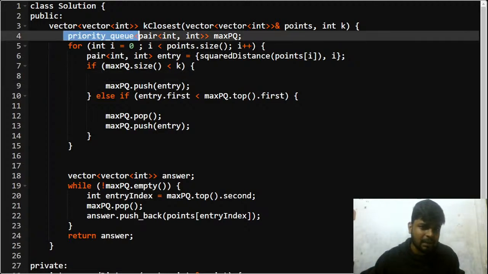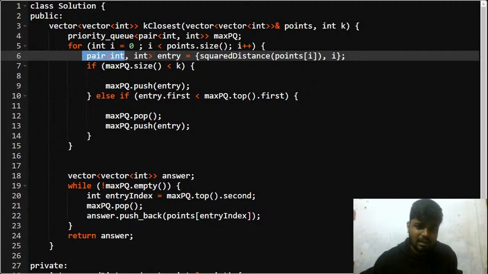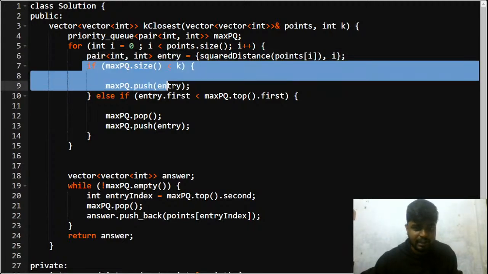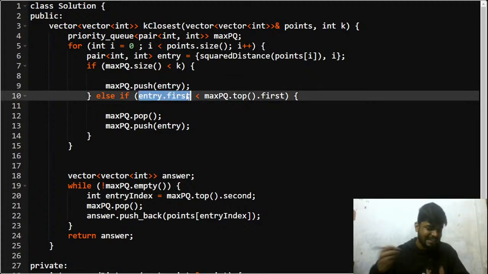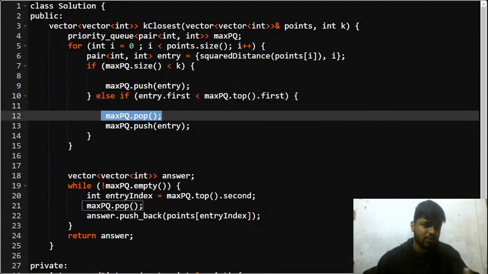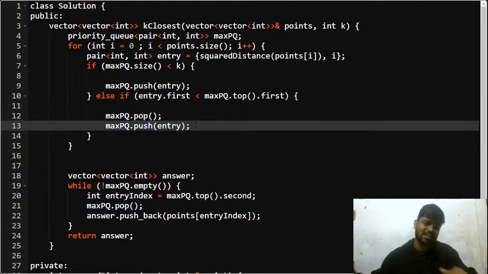First of all, I'll declare a max heap of pairs that will store the points, that is xi and yi. After that, I'll insert the pair, calculating the distance of the particular point from the origin, that is the Euclidean distance. I'll check if the max heap size is less than k, and if so I'll insert the current pair into my max heap. Otherwise, if I exceed k, I'll pop out the maximum from it and then enter the next entry.